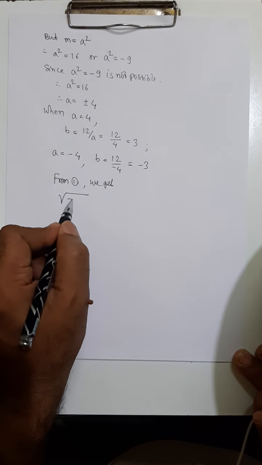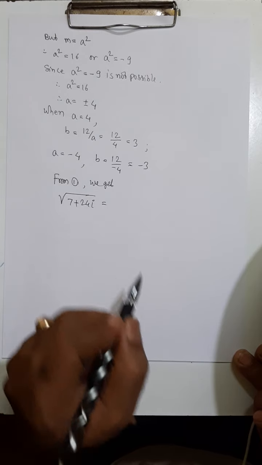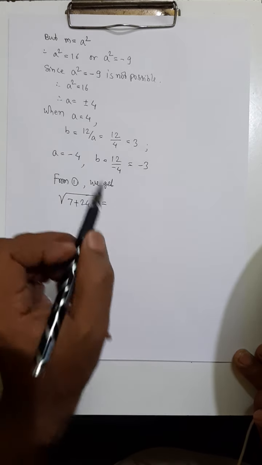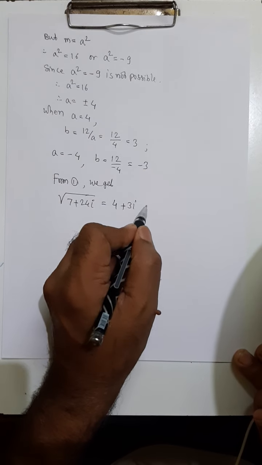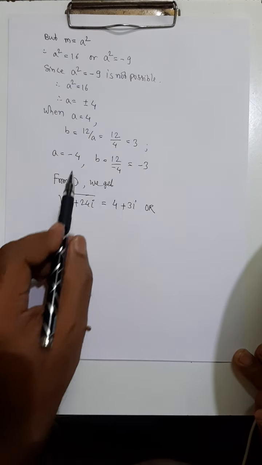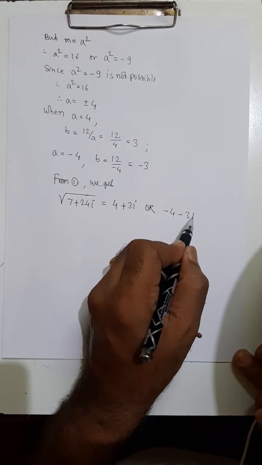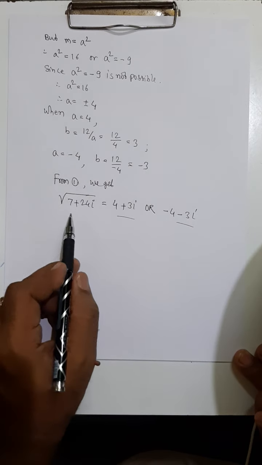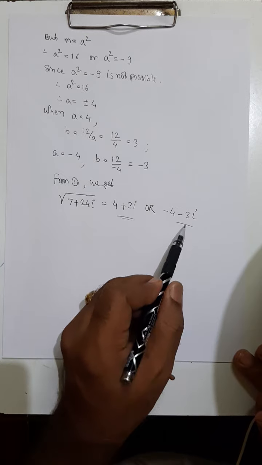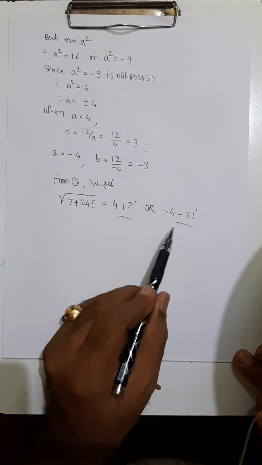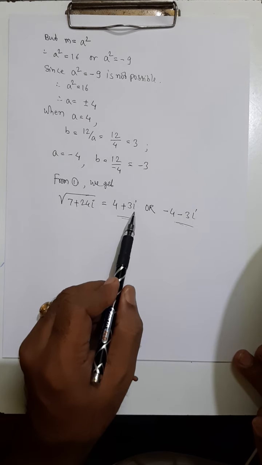square root of 7 plus 24i is equal to a plus ib. So first take a equal to 4, b equal to 3i, or we can take the second pair, a is minus 4, b is minus 3i. Note that the square root of 7 plus 24i is nothing but 4 plus 3i, or minus 4 minus 3i. So both are correct.